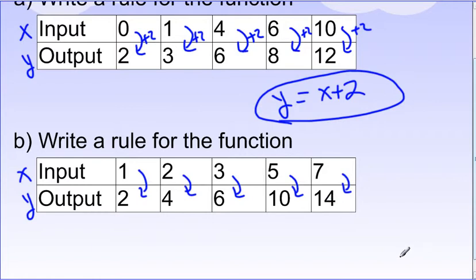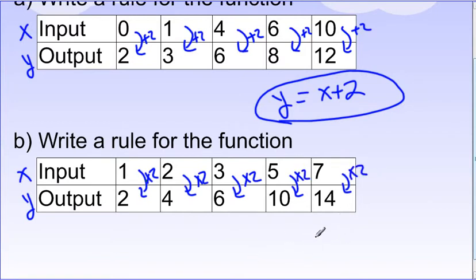So let's see. I mean, I could try. If I add 1, 1 plus 1 is 2. If I add 1 here, 2 plus 1 is 4? No. So plus 1 didn't work. What about, well, the only way to get there is times by 2. 1 times 2 is 2. 2 times 2 is 4. 3 times 2 is 6. 5 times 2 is 10.